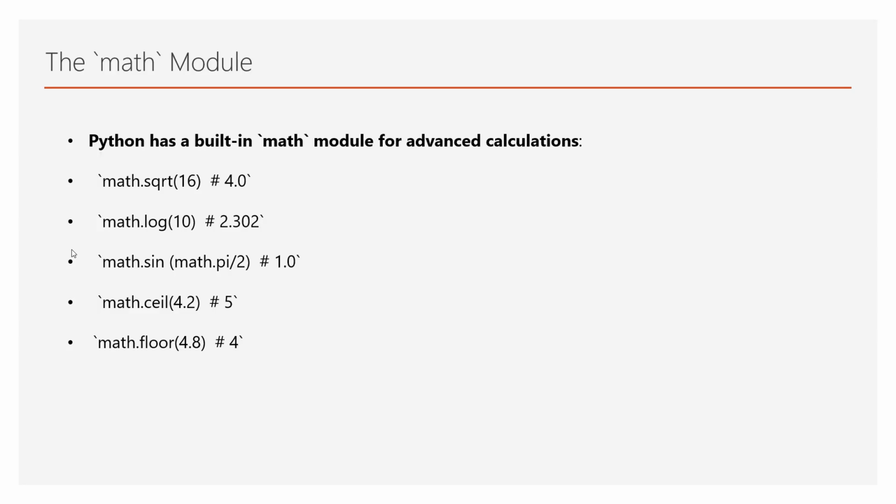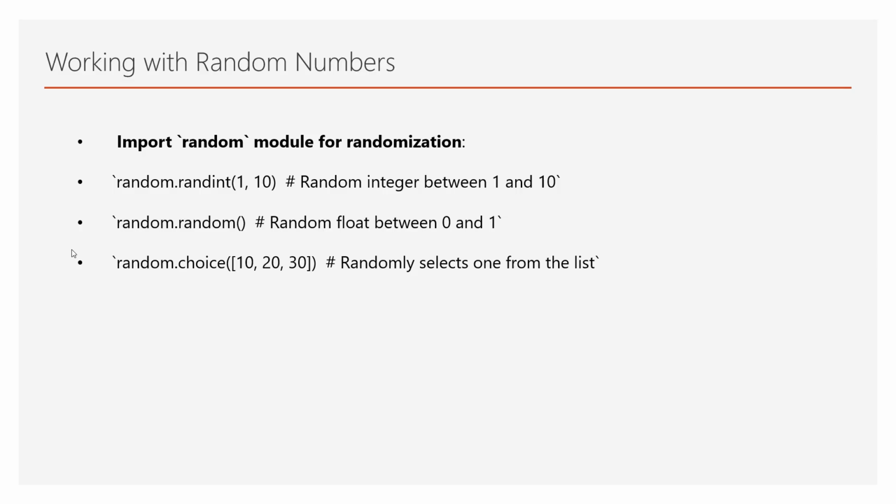Now next, math.ceil of 4.2. This is because math.ceil rounds up to the nearest integer. So the nearest integer above 4.2 is 5, so it is giving you 5. Then next you can see math.floor, and you are trying to do it for 4.8. It returns 4, which is the largest integer that is less than or equal to 4.8. Let us go ahead.